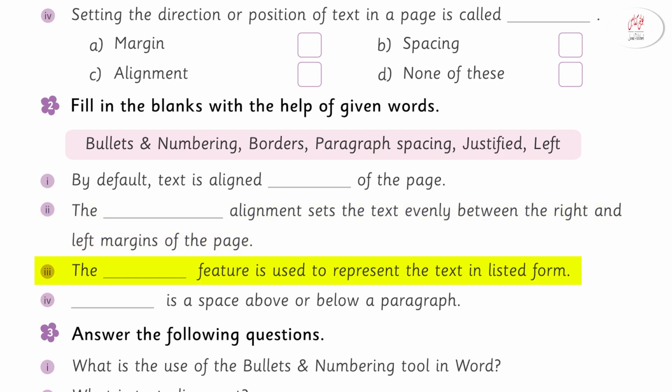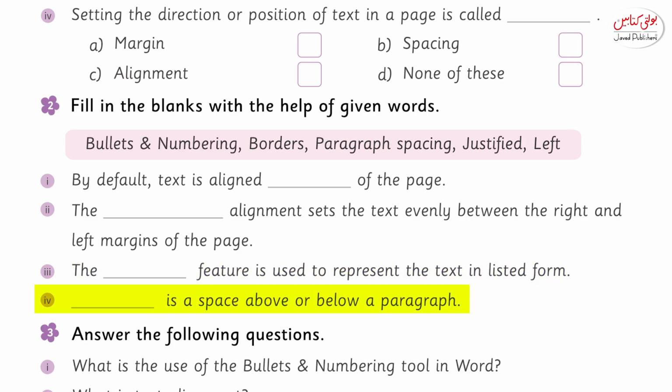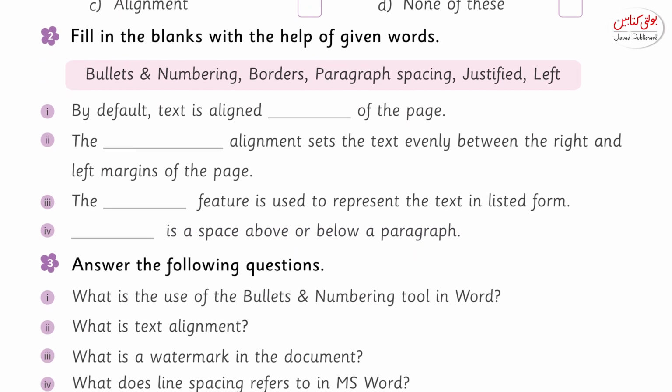Justified. The dash feature is used to represent the text in listed form. Bullets and numbering. Dash is a space above or below a paragraph. Paragraph spacing.